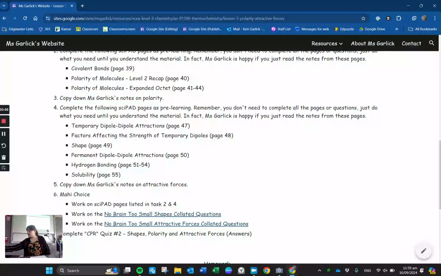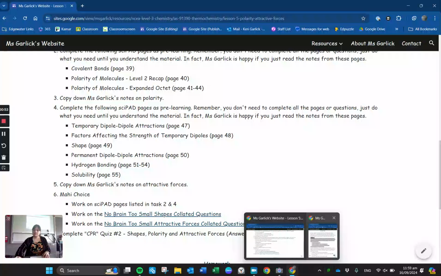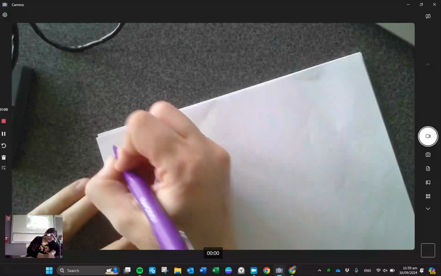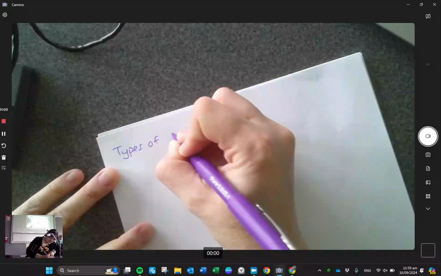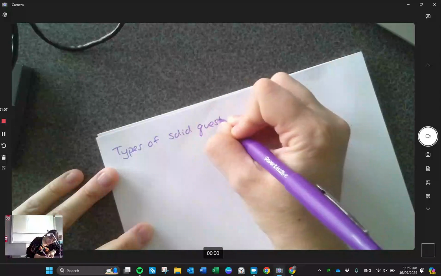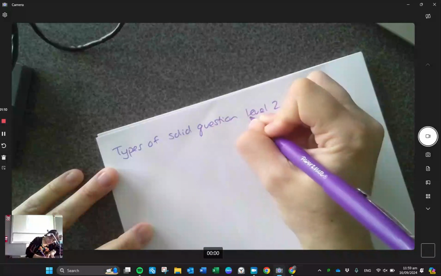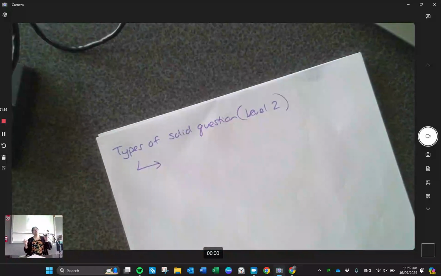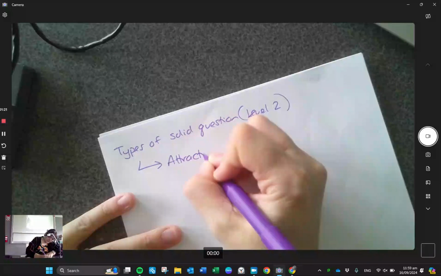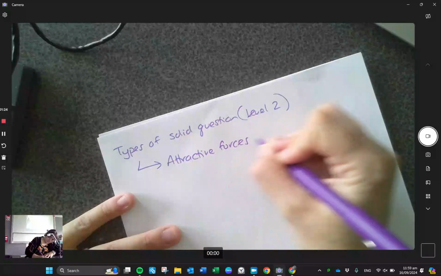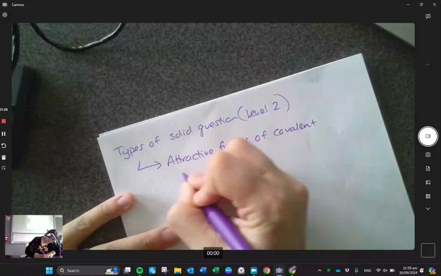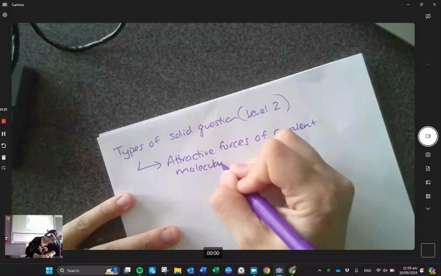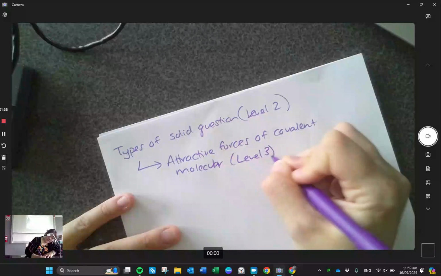of the molecules. So this year's focus for this question, the types of solid question is going to adapt. From level 2 is now going to become a question talking about attractive forces of covalent molecular. So that's for level 3. So that's how it's been adapted and how it's growing.